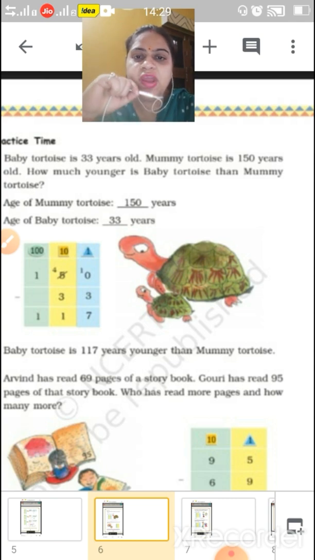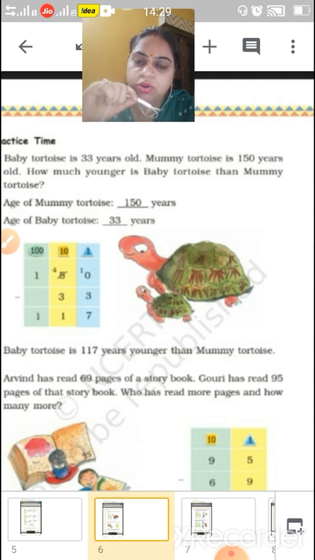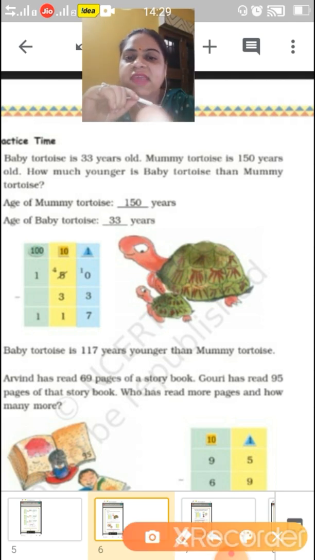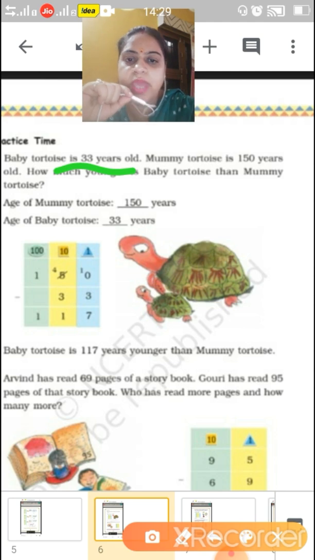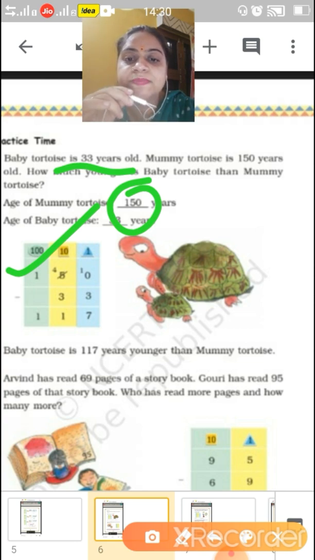Baby tortoise is 33 years old. Mummy tortoise is 150 years old. How much younger is baby tortoise than mummy tortoise? So children, let's see. Baby tortoise is 33 years old, and mummy tortoise is 150 years. So what are we going to do? We are going to subtract 33 from 150.